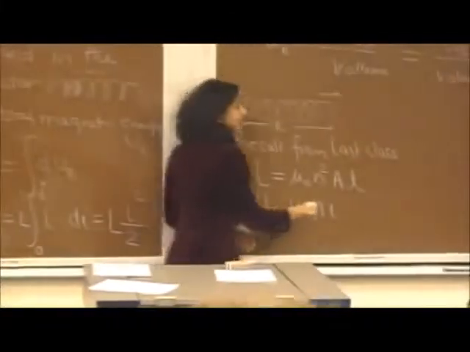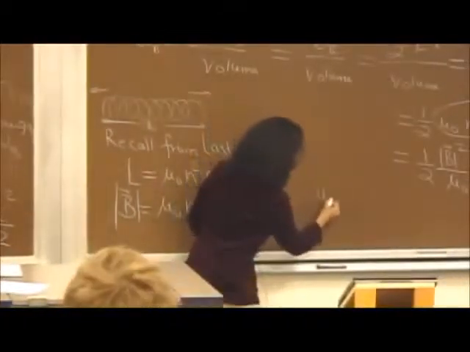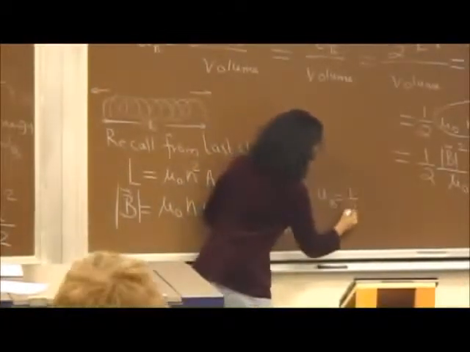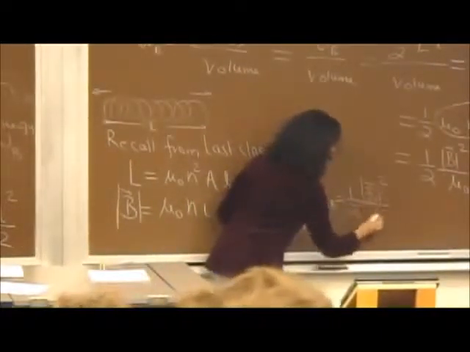This B is the magnitude of the magnetic field. So what we have figured out then is that u sub B, that means energy per unit volume stored in the magnetic field inside of an inductor, is this.